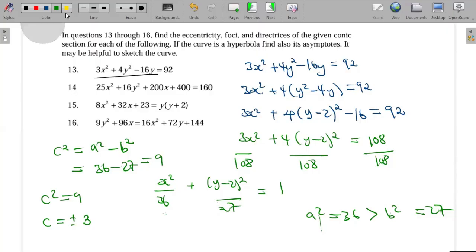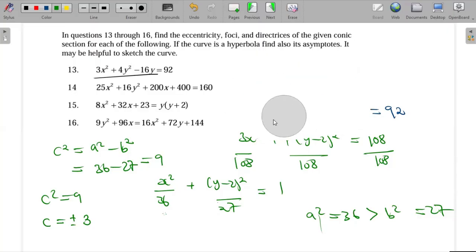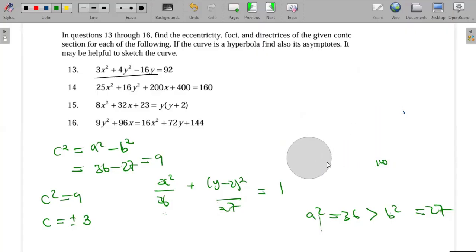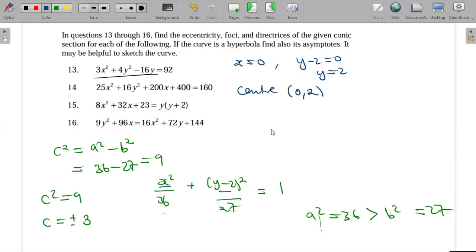Now, next, you identify your center. So this ellipse, where is it centered? When you look at it, you have x there, and then you have y minus 2. So our x coordinate is 0, and then y minus 2 is equal to 0, so y is equal to 2. So the center is 0, comma 2. That is where our ellipse is centered.